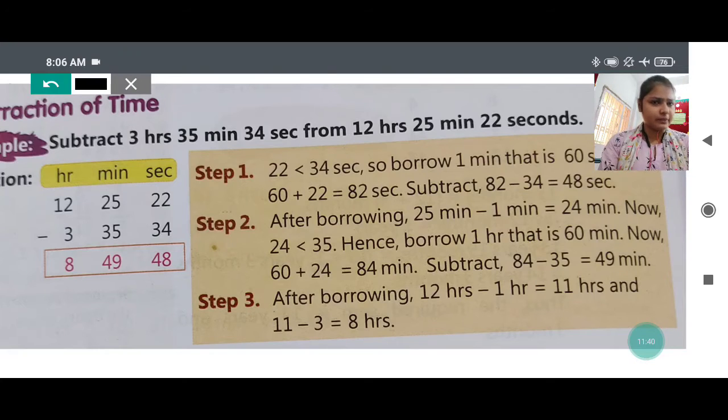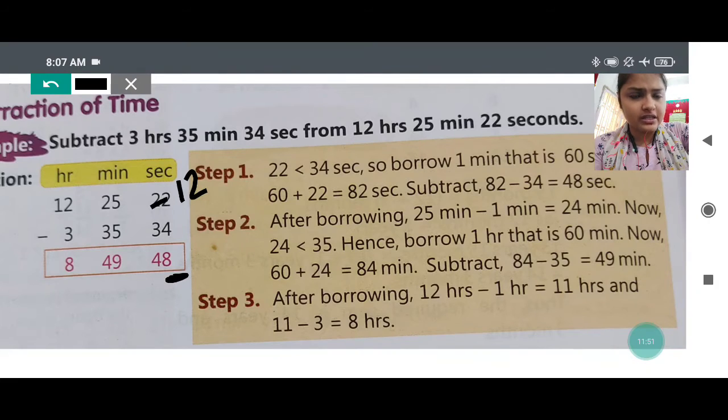Then you have to subtract. 2 minus 4 is not possible. It will take one carry from this 2. It will become 12. 12 minus 4 will be 8, which is written down, you can see. After that it is 1. 1 minus 3 is not possible. So it will take one carry from this minute and it will become 4. And this minute will give 1.